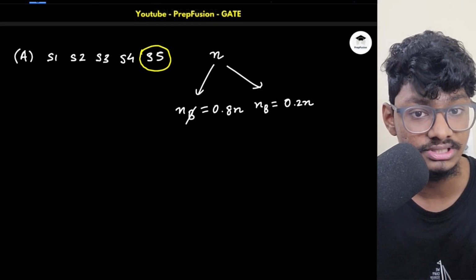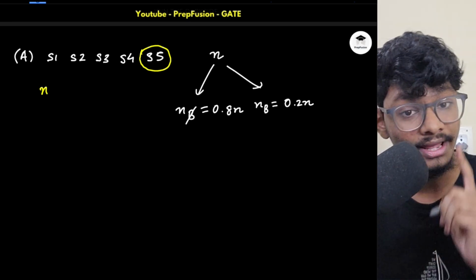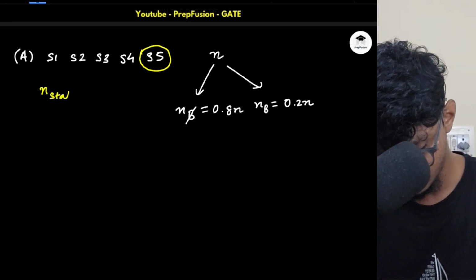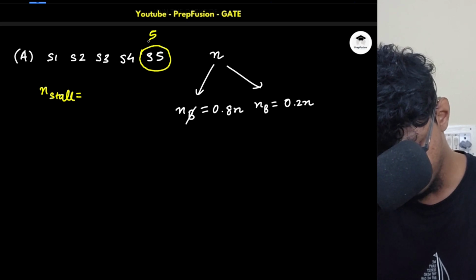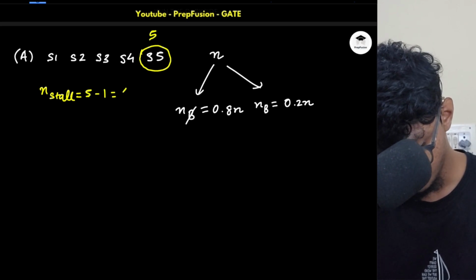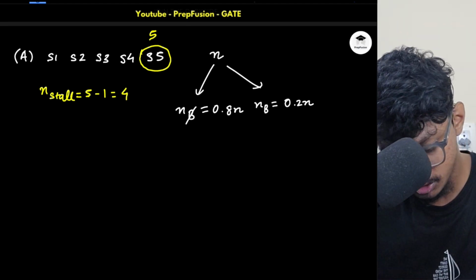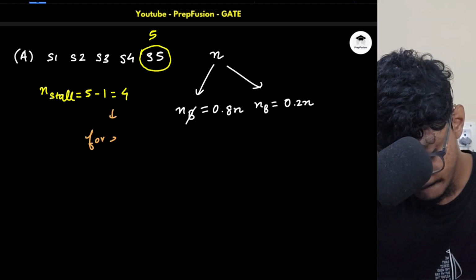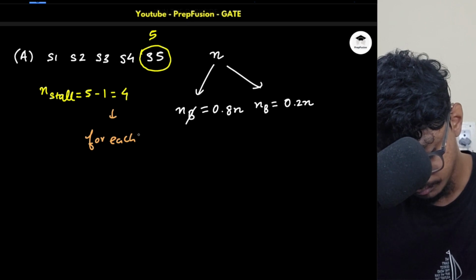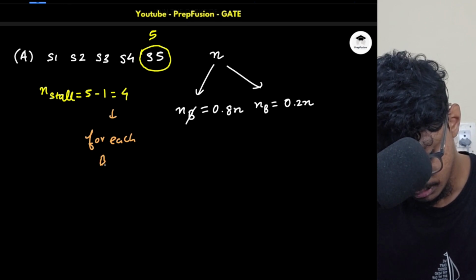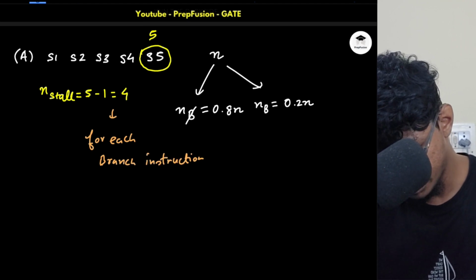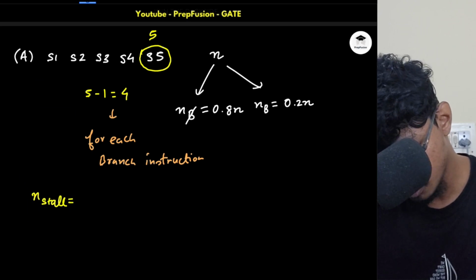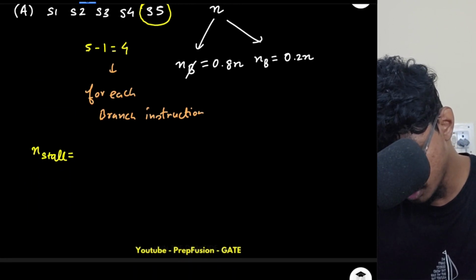So how many stall cycles do I need to provide for every branch instruction? It will be 5 minus 1, that is 4 stall cycles for each branch instruction. Now, N stall will be the total number of stalls that I need to provide.